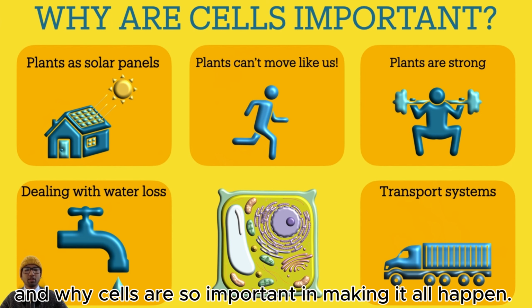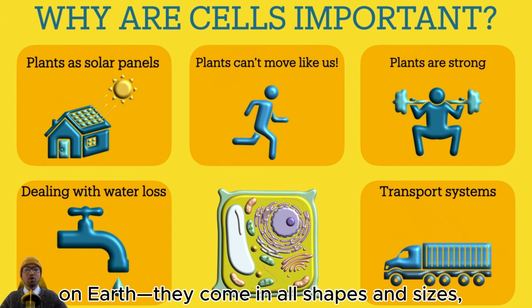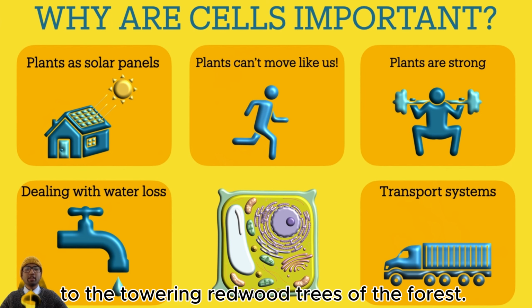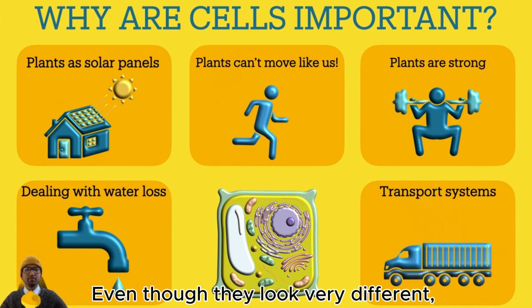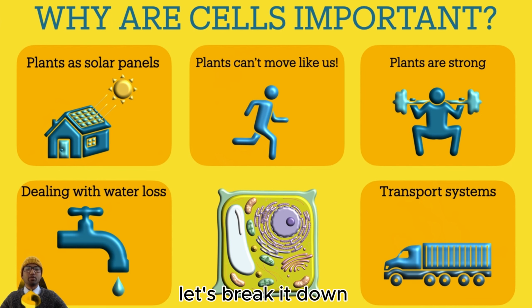and why cells are so important in making it all happen. Plants are some of the most fascinating organisms on Earth. They come in all shapes and sizes, from the tiniest duckweed floating on a pond to the towering redwood trees of the forest. Even though they look very different, they have a lot in common when it comes to how they survive and thrive. Let's break it down.